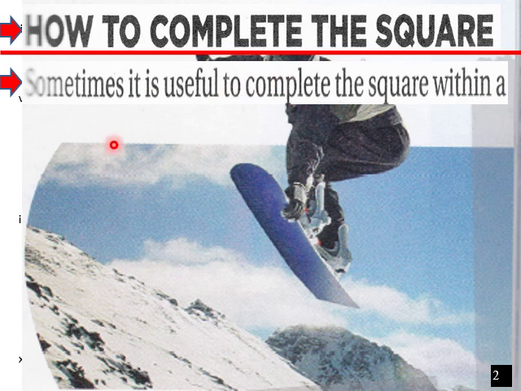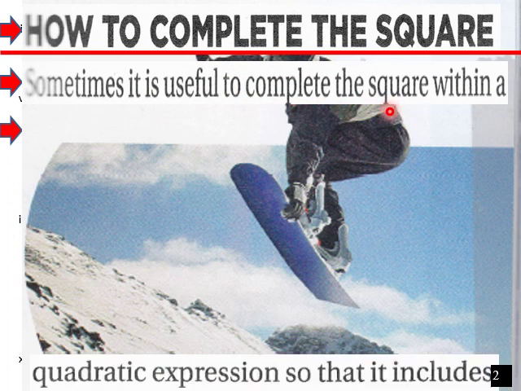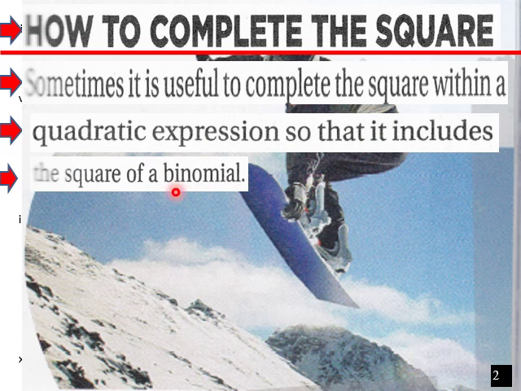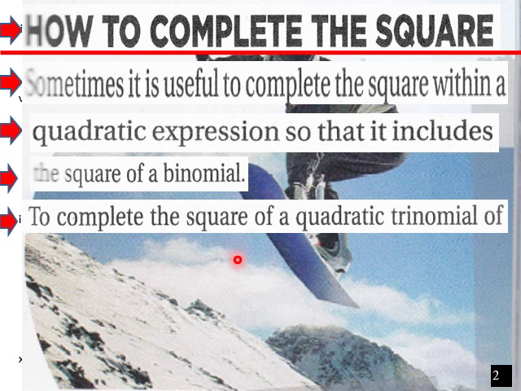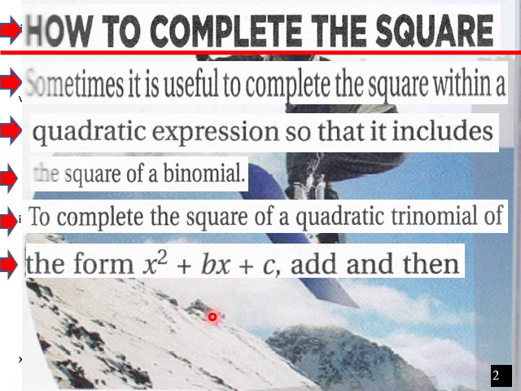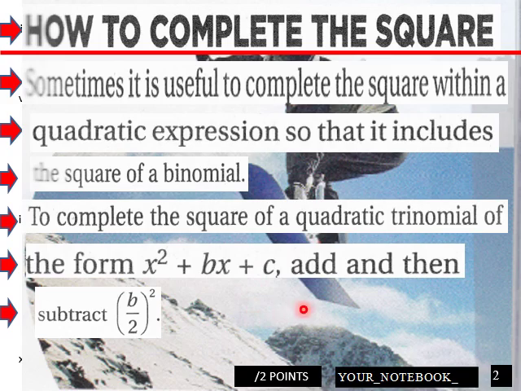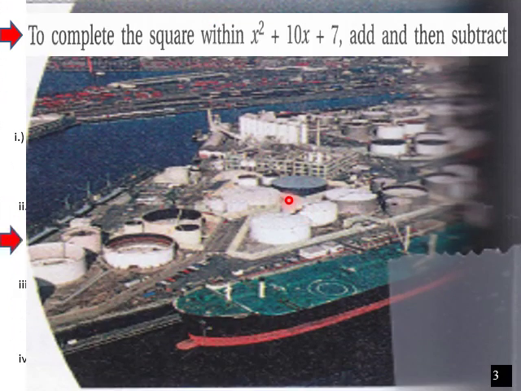So how do we complete the square? Sometimes it is useful to complete the square within a quadratic expression so that it includes the square of a binomial. To complete the square of a quadratic trinomial of the form x squared plus bx plus c, add and then subtract b over 2 squared. So you divide b by 2, then square it, and then you add it, and that will complete it. Let's see how we can do that.